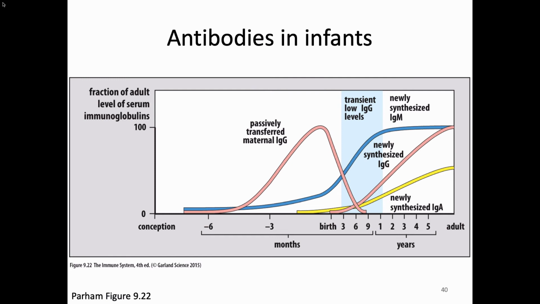You can see that they'll also start getting some IgA. This will vary a bit based on whether or not they're breastfed. And they won't start making their own IgM or IgG until a little bit later.